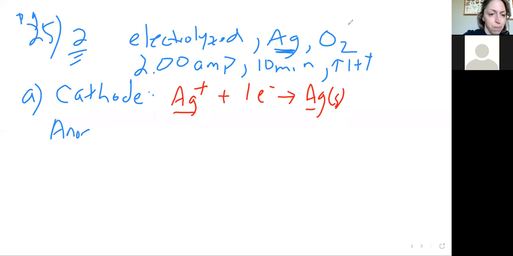Now at the anode, this might be what kind of threw you off a little bit. It's like, oh goodness, where's this oxygen coming from? And how's it becoming more acidic? I hope that from the electrolysis mini lab that we did, you would recognize that water might be involved here. So I think everything points to somehow water is part of the oxidation.